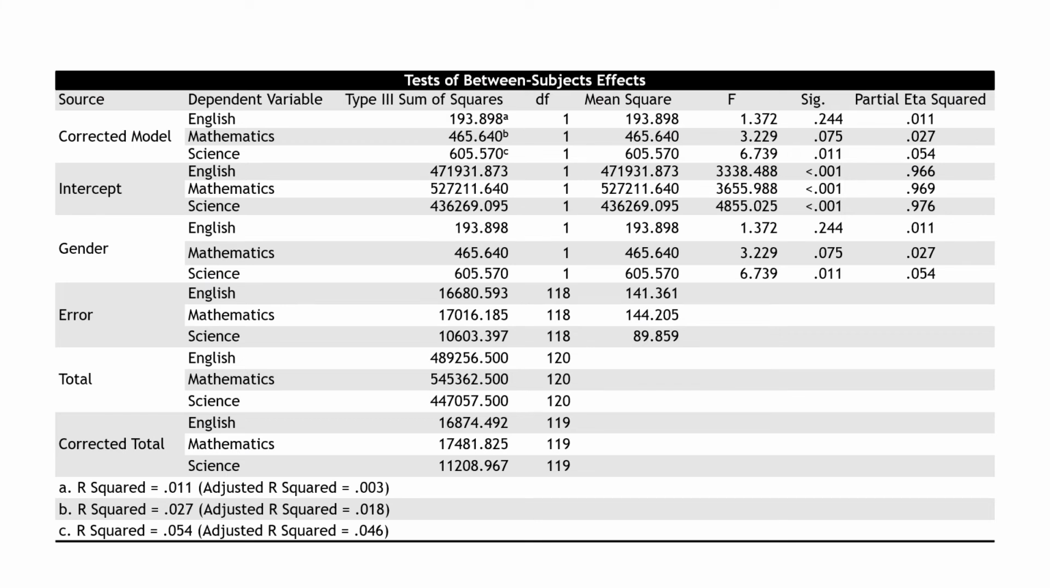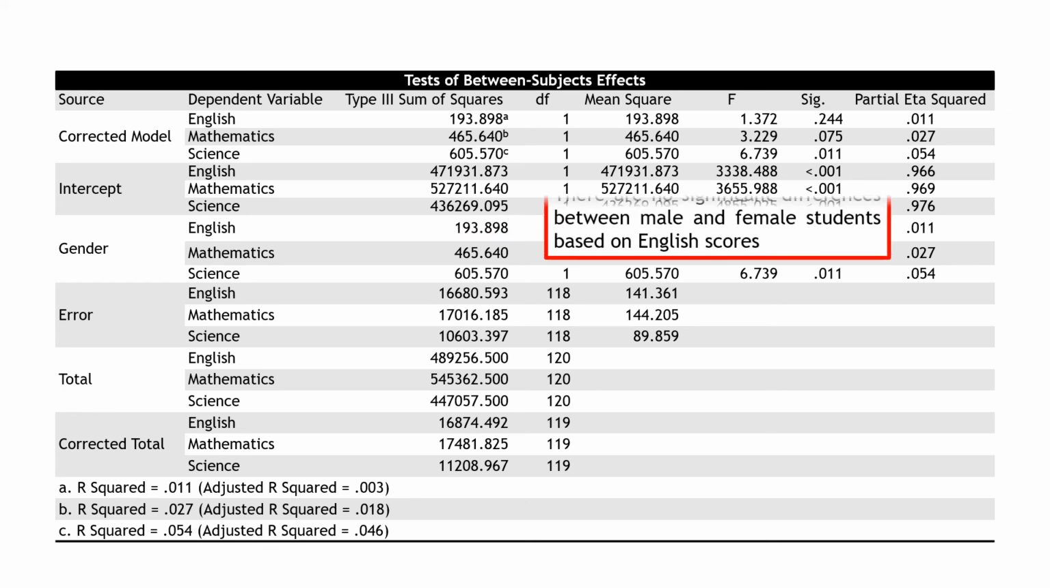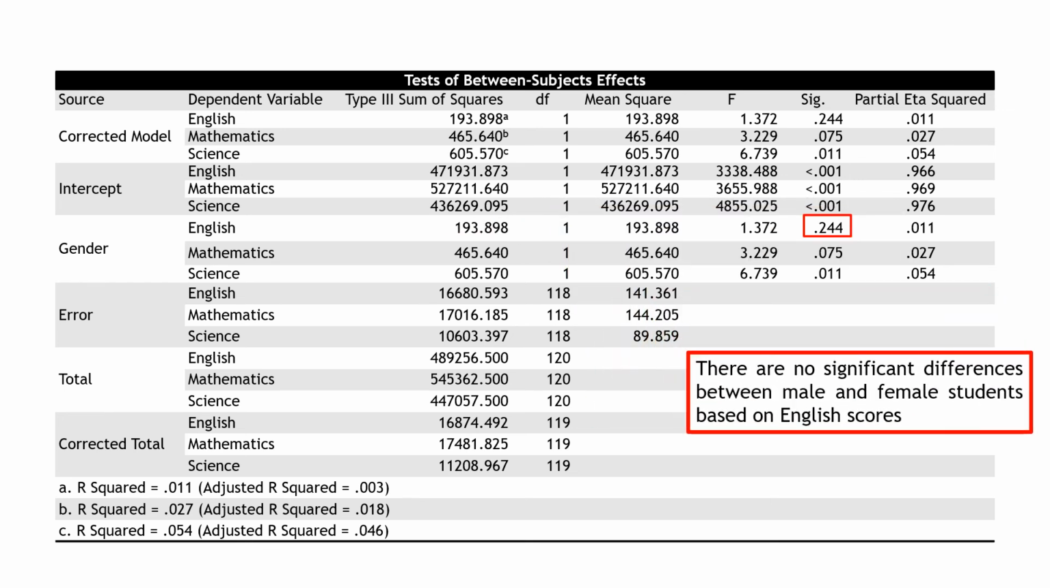The Tests of Between-Subjects Effects table here shows the values of intercept, gender, and error for the math, English, and science subject scores. In this table, we need to focus on the significant values of gender only. The result from this table can be summarized as follows. Gender, refer to gender-related lines only. So here, for English score, the significant value of 0.244 indicates the null hypothesis is accepted. This means that there are no significant differences between male and female students based on scores for English subjects.